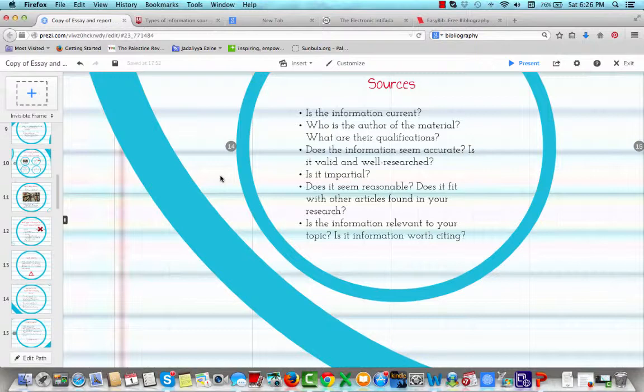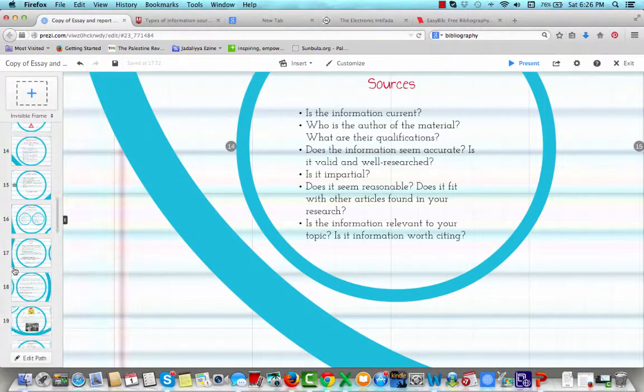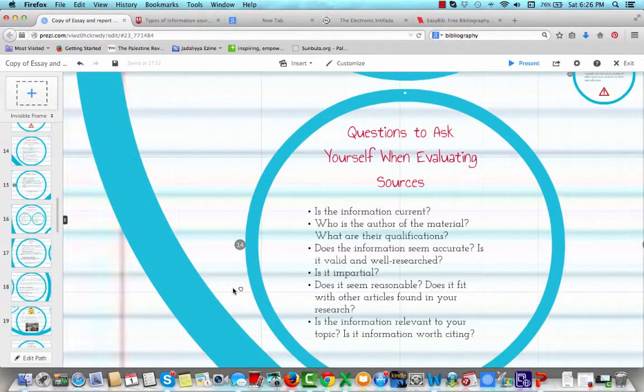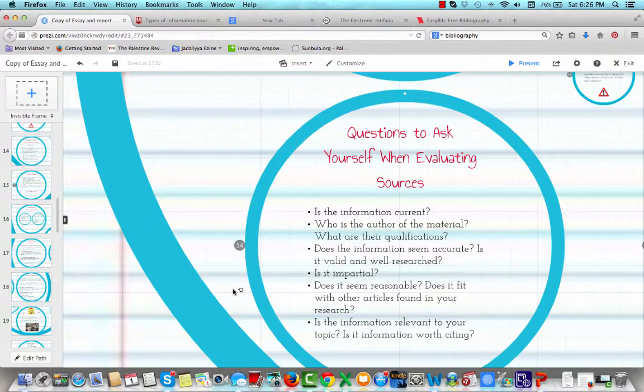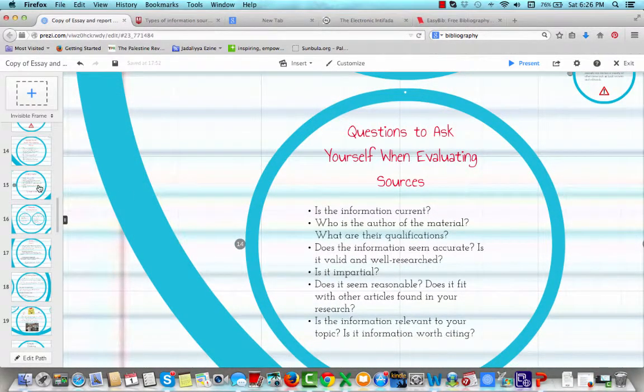Does it seem reasonable? Does it fit with articles found in your research? And is the information relevant to your own topic? And is it worth citing? Sometimes you do find articles, but then you realize they aren't really that useful to your own specific research topic. And in that case, it's not really that important to use that specific source.